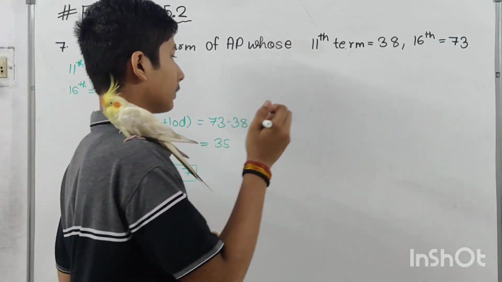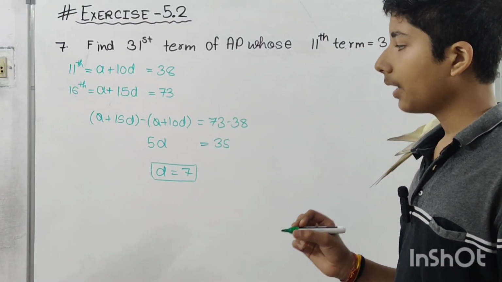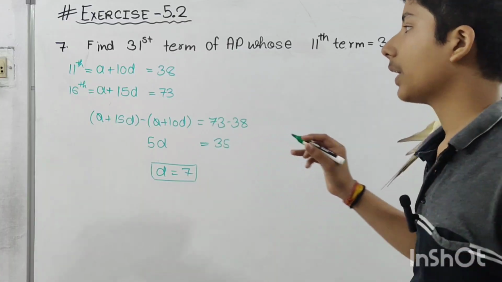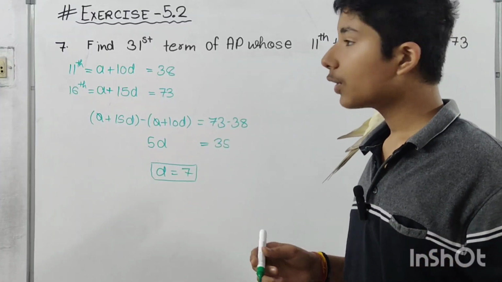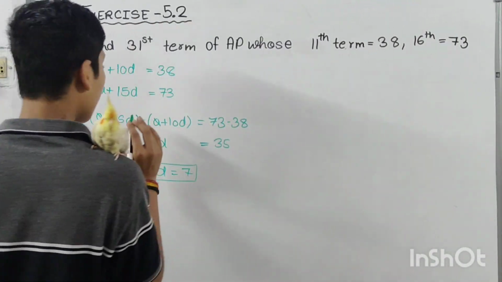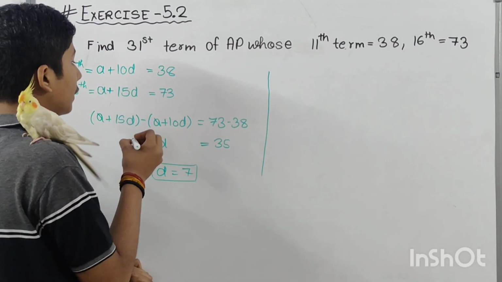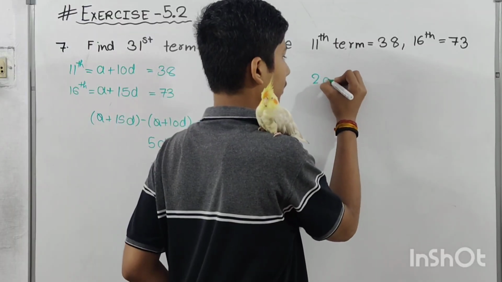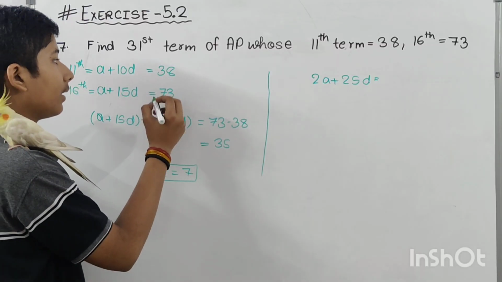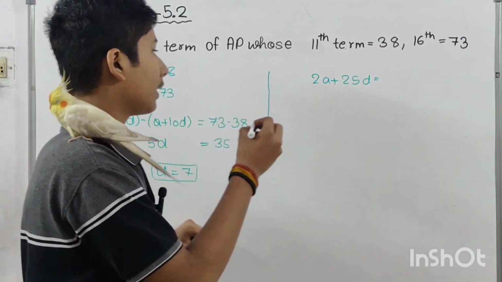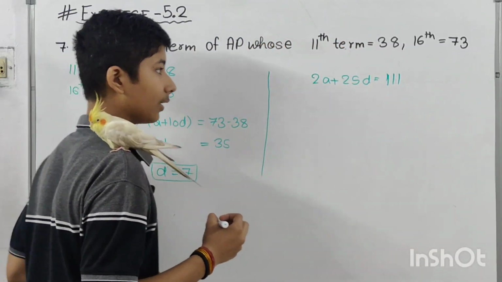Now we have to find the 31st term. And here, what we can do is, with the 11th term and 16th term, we can find a also, like we found d. Now instead of subtracting, we'll add them. When we add them, it becomes 2a plus 25d, which will be equal to 111. Now the value of d we already know.